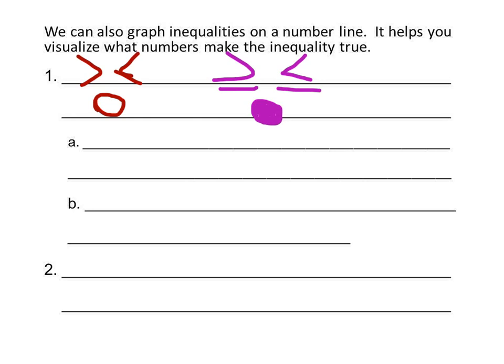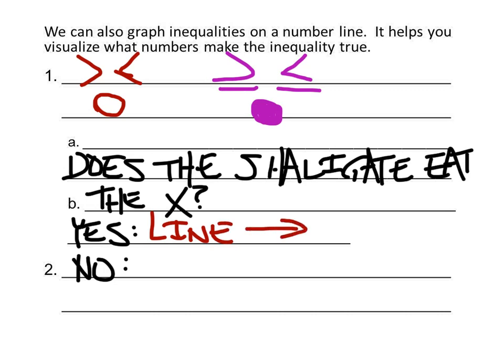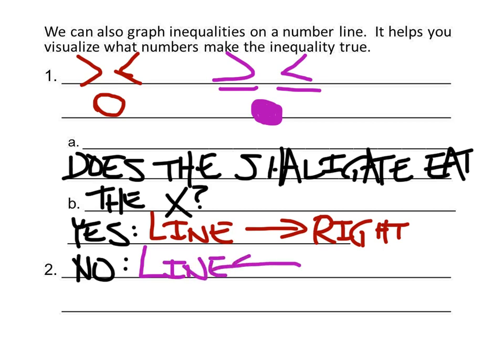The second question is, you guys remember? Does the shallot eat the x? That's what you need to figure out, right? So if it eats the x, you got either yes, it will eat the x, or no, it will not eat the x. If the shallot does eat the x, then the line goes which way? Very good. It would go to the right. If the shallot does not eat the x, then the line goes to the left. Very good.